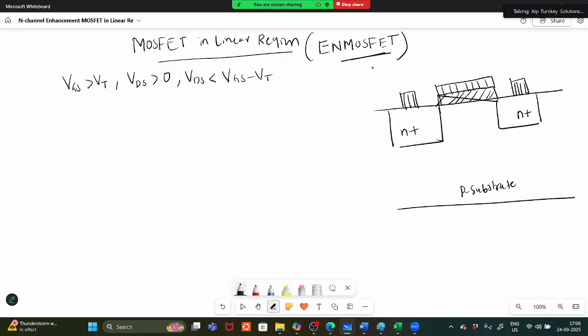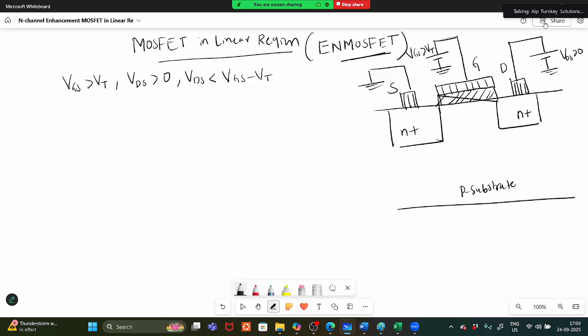Here you are connecting the source to ground, and you are applying a small gate to source voltage. VGS, this is the gate and this is the source. You are applying a positive voltage with respect to the source, so VGS is greater than VT. And a small value of VDS you are applying at the drain. VDS is greater than 0.